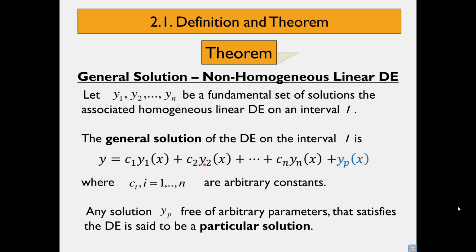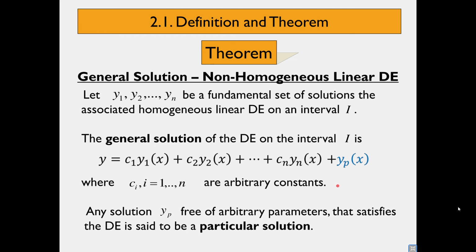For the non-homogeneous part, you have yp(x). This is called particular solution. This P stands for particular solution, and this C stands for complementary solution. So your y is yc plus yp. Any solution yp free of arbitrary parameters that satisfies the differential equation is said to be a particular solution. This is the most difficult part, yeah? But we will do this later.